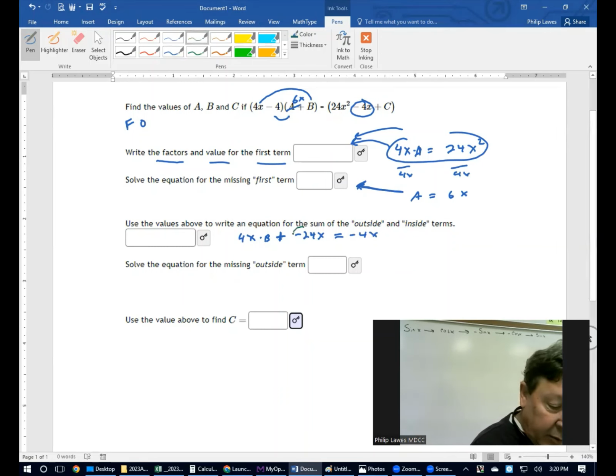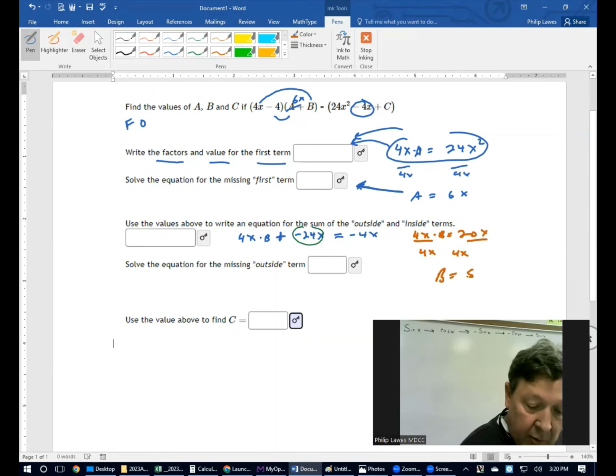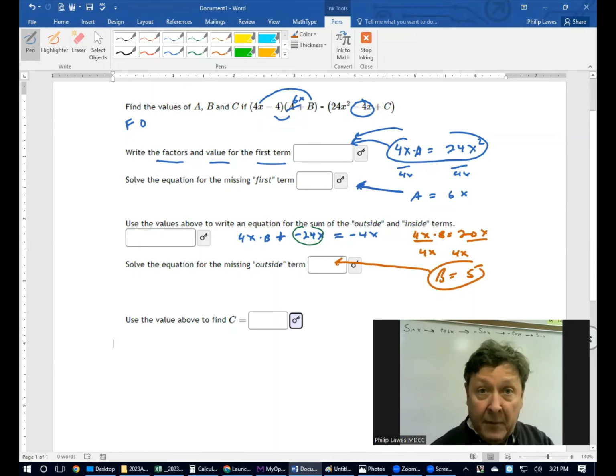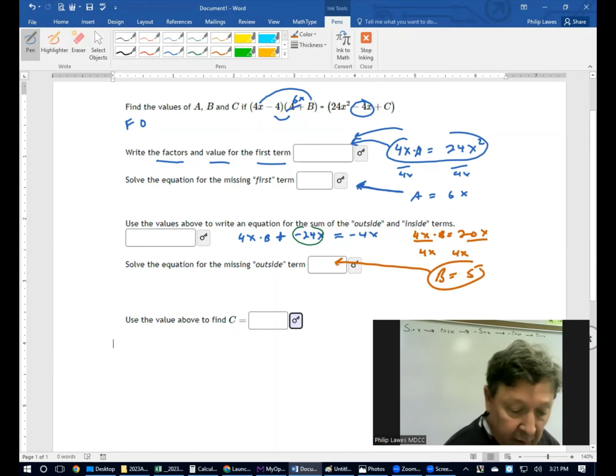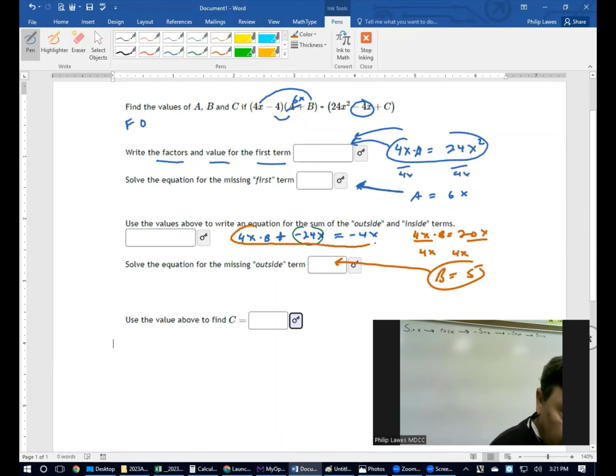And now adding a positive 24x to both sides will give us 4x times b equals 20x, and dividing both sides by 4x will give us that b equals 5. So that's the equation that goes there. Now, the whole equation goes there, not 5, but b equals 5 goes in there. And the same thing here, the whole equation goes right there.